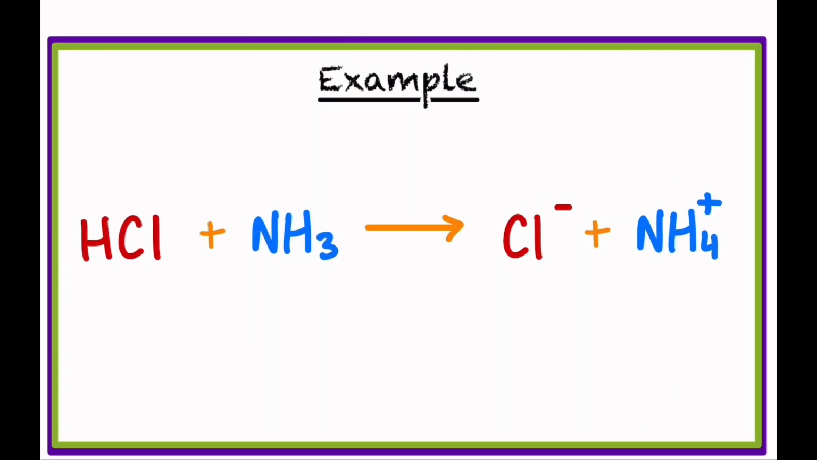Let's take hydrogen chloride, or HCl, and ammonia, or NH3, for example. On the reactant side, HCl is the acid that donates its hydrogen, while NH3 is the base that accepts the hydrogen. Now, as a result of this, HCl becomes Cl- on the product side, while NH3 becomes NH4+. Cl- is the conjugate base, while NH4+ is now the conjugate acid.